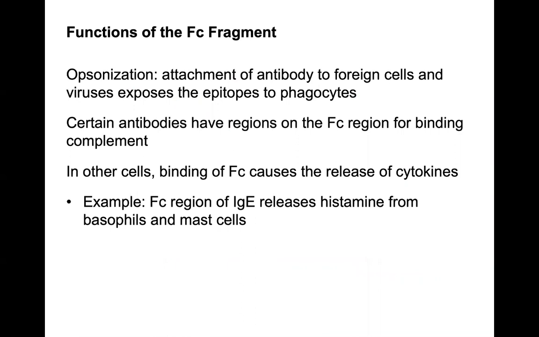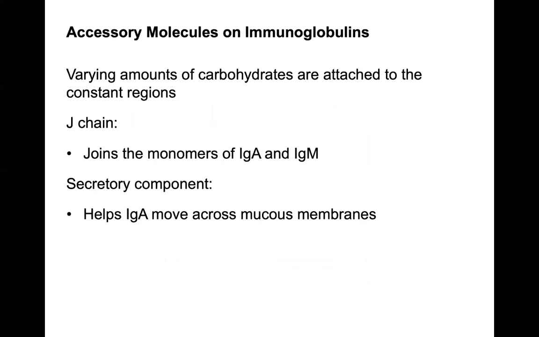Okay, so opsonization is the attachment of an antibody to foreign cells and viruses to expose the epitopes to the phagocytic cells. Accessory molecules on the immunoglobulins, you have the J chains. These will join the monomers of certain types of antibodies, IgA and IgM, together.